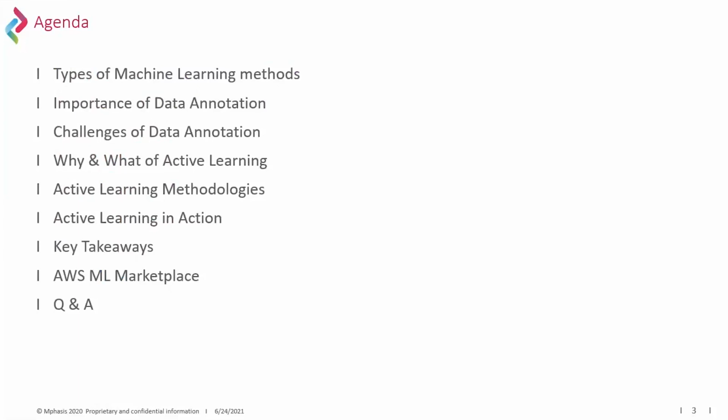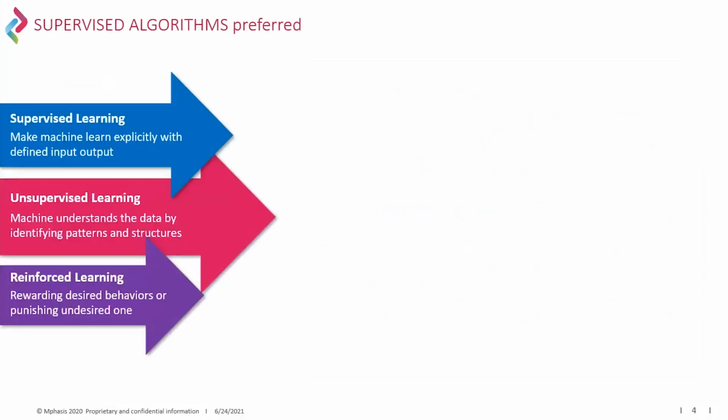Share some experiments as well as case studies where we have practically implemented active learning and some observations in terms of key takeaways. After that, we will move on to talking about AWS Marketplace, where different machine learning listings are available for you to subscribe and experiment with. And towards the end, we will open up for Q&A. So without further ado, let me get started with talking about the different machine learning algorithms available.